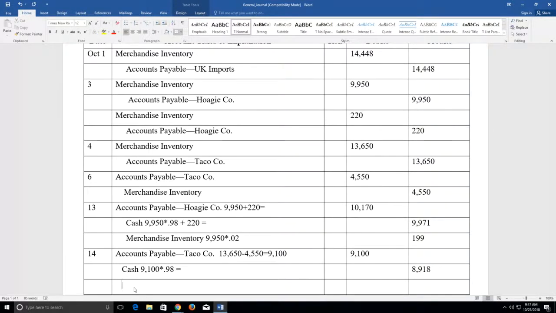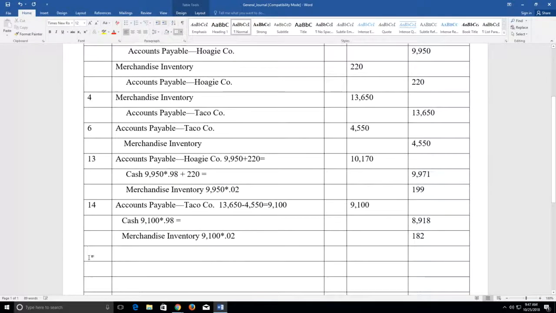So our merchandise inventory would be the $9,100 times 2%, which is $182. Questions? Do you understand why we're doing that? We will never, ever calculate our discount on shipping, ever. Okay. All right, so next, on the 19th, we purchased merchandise from Veggie Company.